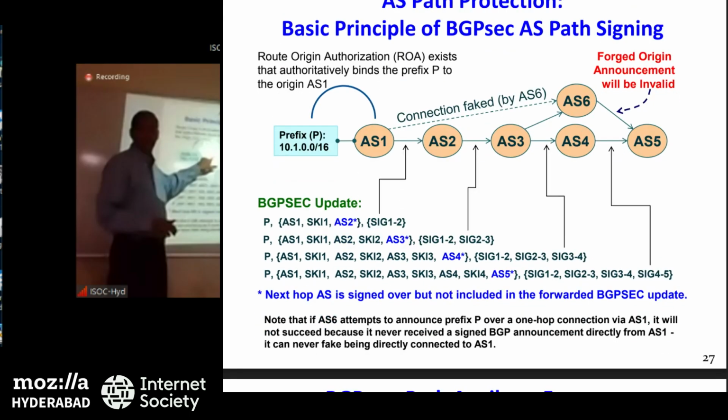The key identifier, the subject key identifier is provided in the update. AS2 will look at the SKI1 and it will fetch the public certificate, and from that it will get the public key corresponding to AS1, and then it can verify the signature. So signature 1, 2 can be verified by AS2 or AS3, any of these ASs, by looking up the resource certificates and getting the public key from there. And they use the public key to validate the update or verify the signatures. And by doing that, they validate the updates. So that's the process of validating the update.